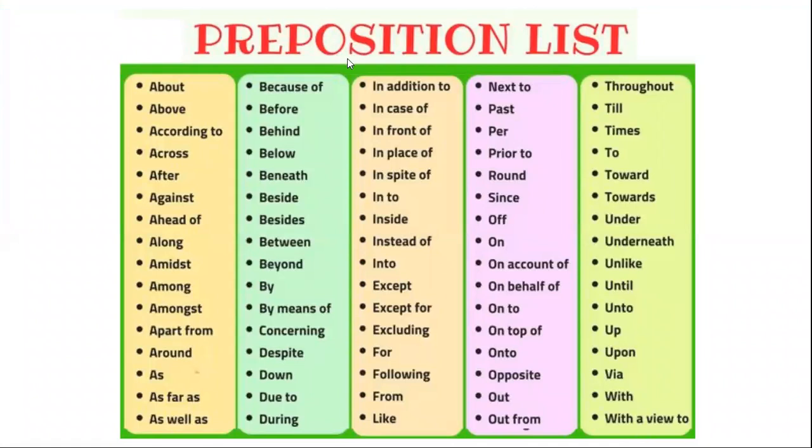Next, we are going to see some preposition list. These are the words which can be used for preposition. About, above, according to, across, after, against, ahead of, along, amidst, among, amongst, apart from, around, as far as, as well as. So these are the words we have to memorise.